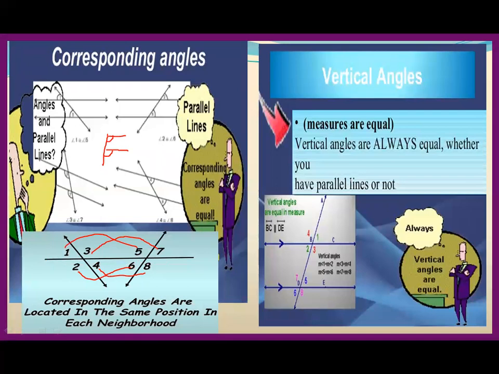Next, vertically opposite angles we have already seen. When two lines intersect, the angles formed in the opposite direction are vertically opposite angles or vertical angles, and they are equal.